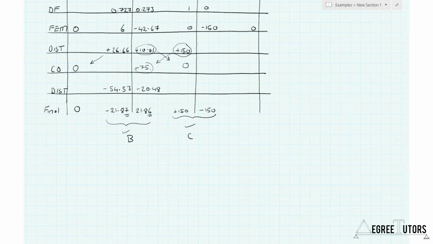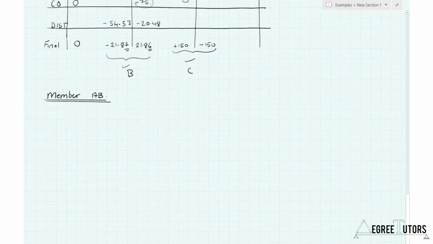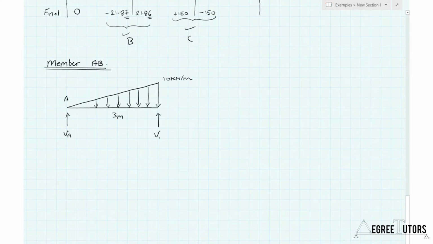Moving on, let's think about member AB first of all. So let's start off by sketching it out. Okay, so remember, this is a free body diagram, so we're not drawing on the actual supports themselves, but all we want to do is draw on the forces or the moments imposed by those supports. So we've got VA, representing the vertical reaction at pin support A, and VBL, which represents the vertical reaction to the left, or rather it represents the shear force to the left of joint B.